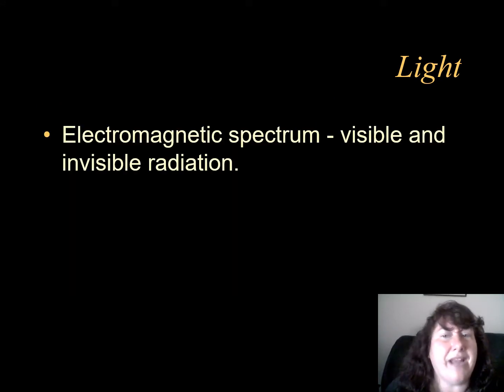Okay, the electromagnetic spectrum is visible and invisible radiation. So some parts of the spectrum are going to be visible, other parts are going to be invisible to us. They may, however, be visible to other animals or other critters.